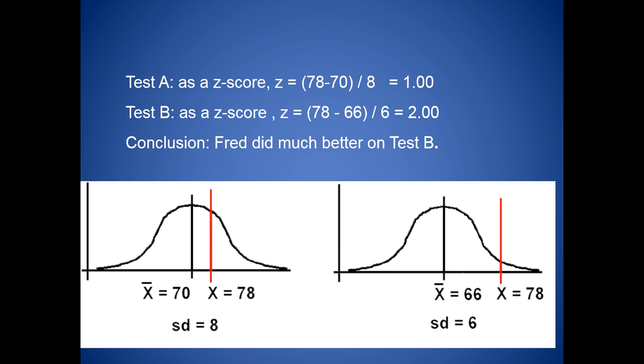What about test B? To get the z-score for test B for Fred, you put again the score of the individual, which is 78 for the second test, and the mean this time is 66. So 78 minus 66 is 12, and the standard deviation this time is 6, so 12 divided by 6 is equal to 2. Since we know that the higher the positive number from zero, which is the mean in z-score, the better, we know that Fred did much better on test B.